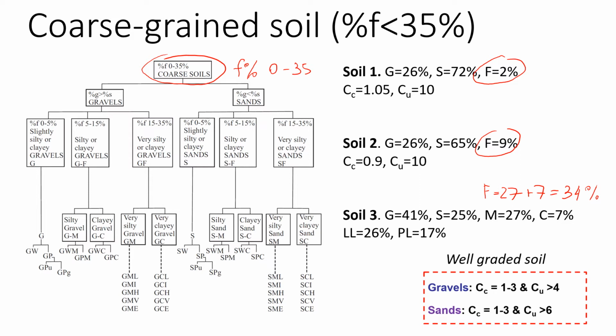Also, you will see the difference that for soil 1 and soil 2, we are given the coefficient of curvature and coefficient of uniformity, while for soil 3, we don't have it, but we have information about plasticity. Apparently, because there is more fines in this soil, it actually became plastic, and that's what we need to know. We need to know liquid limit and plasticity index to classify the soil. So now let's start with soil 1. What we're going to do next is start from the top of the chart and work our way to the bottom.